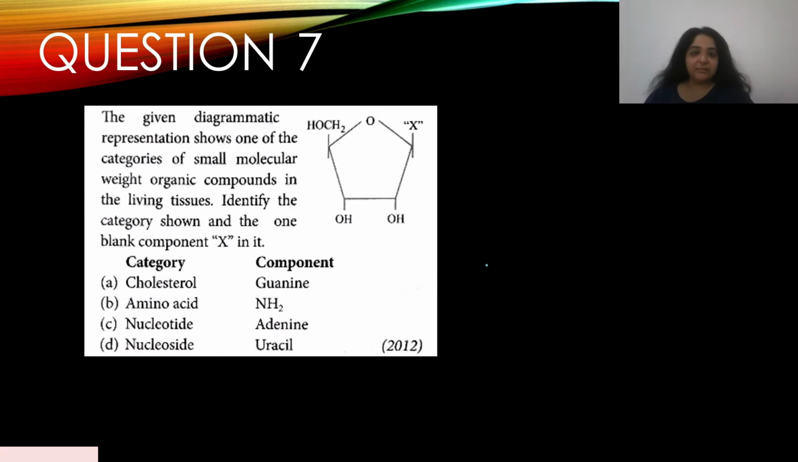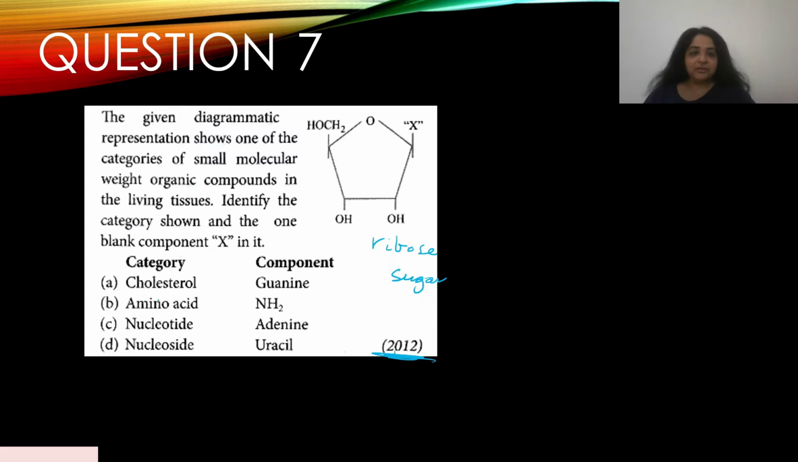The given diagrammatic representation shows one of the categories of small molecular weight organic compounds in the living tissues. Identify the category shown and the blank component X in it. All right, it appeared in 2012. So you have a pentose sugar here, which looks like a ribose sugar. It's not deoxyribose, but oxygen molecules are present there, right? So it's not a deoxyribose sugar.